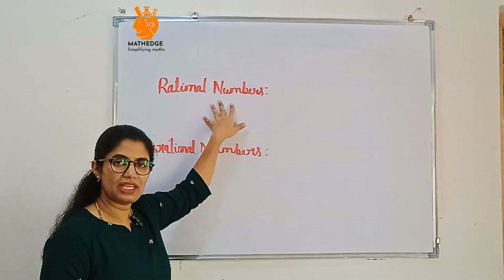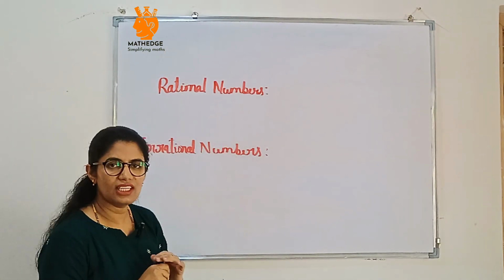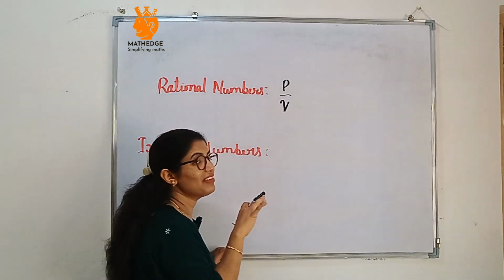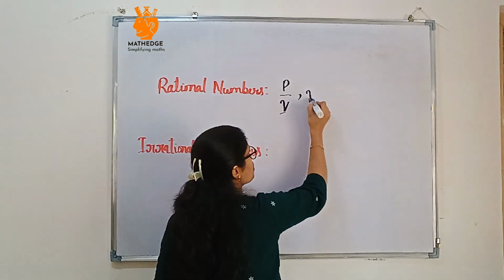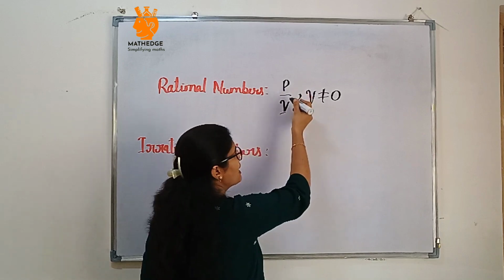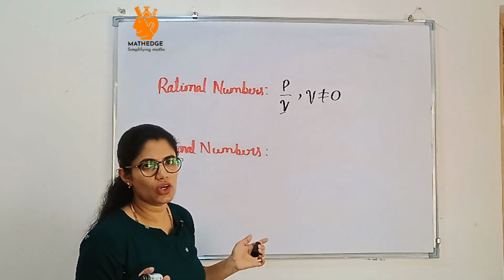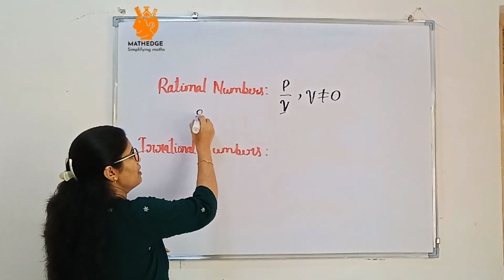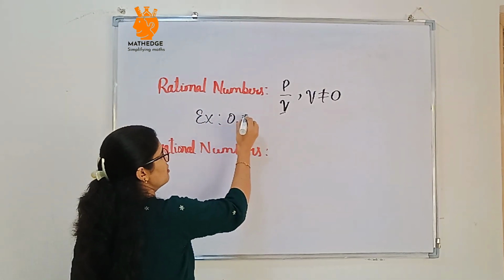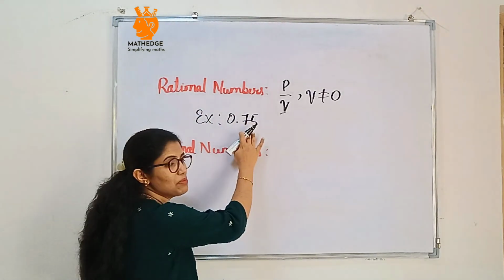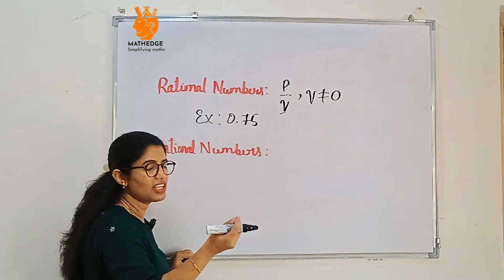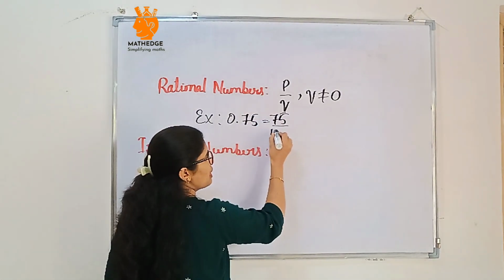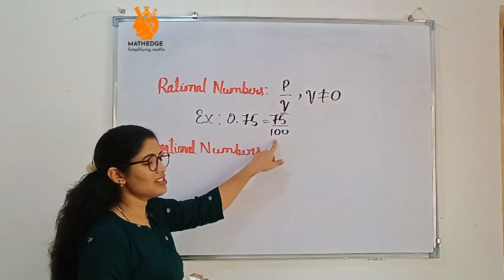Rational numbers are the numbers which can be written in the form of p by q, like a fraction, and the condition is q is not equal to 0, and p and q are integers. What are the examples of rational numbers? Let's say 0.75. It is in decimal form, but we can write it as a fraction. After the decimal there are 2 digits, so can we write this as 75 by 100? Right? Then it is a rational number.